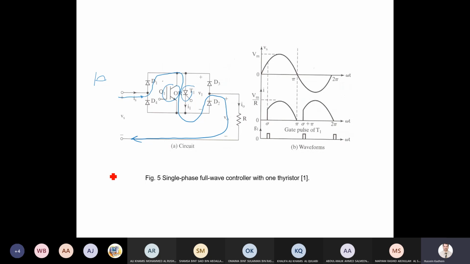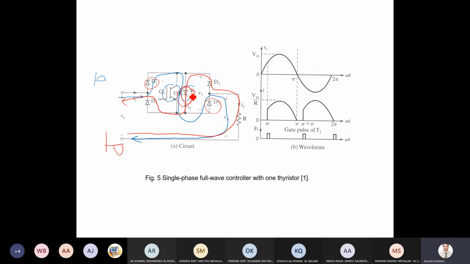When it's negative, as you can see here, current will follow here through diode D3, again the thyristor, diode D4, and back to the supply. Definitely this circuit will give the same output, but at the same time we have 3 switches conducting at the same time. As an example, for positive, we have D1, we have T1, we have D2. So more drop across the circuit, more losses.